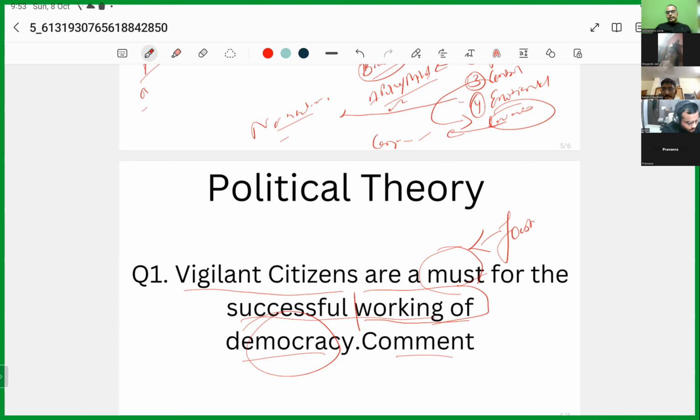So first, in the introduction itself, I will certainly say what democracy is. Then I will enumerate the factors affecting the working of democracy. First I will write vigilant citizens.